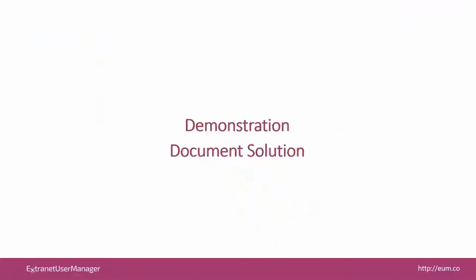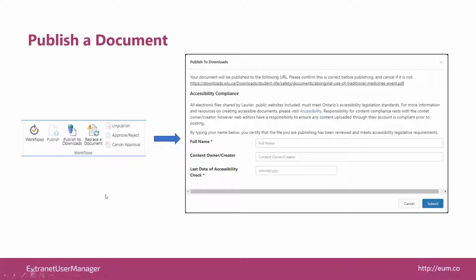In fact, I've got it in the slide deck here. If we go through, basically what would happen is I click this item in the ribbon here to publish to downloads, and it brings up an accessibility compliance form. So I need to fill in my information here, submit that to note that yes, I've gone through this accessibility check, and then that document gets published.